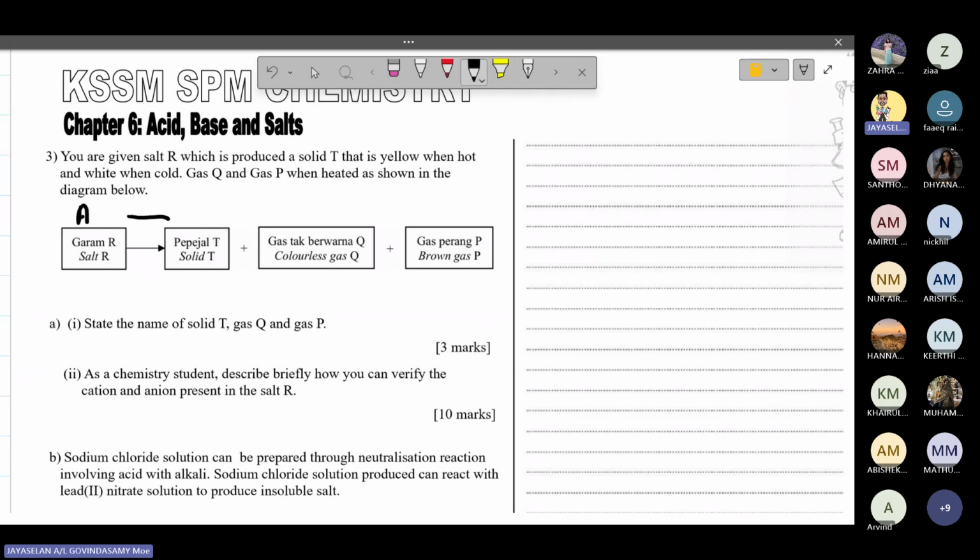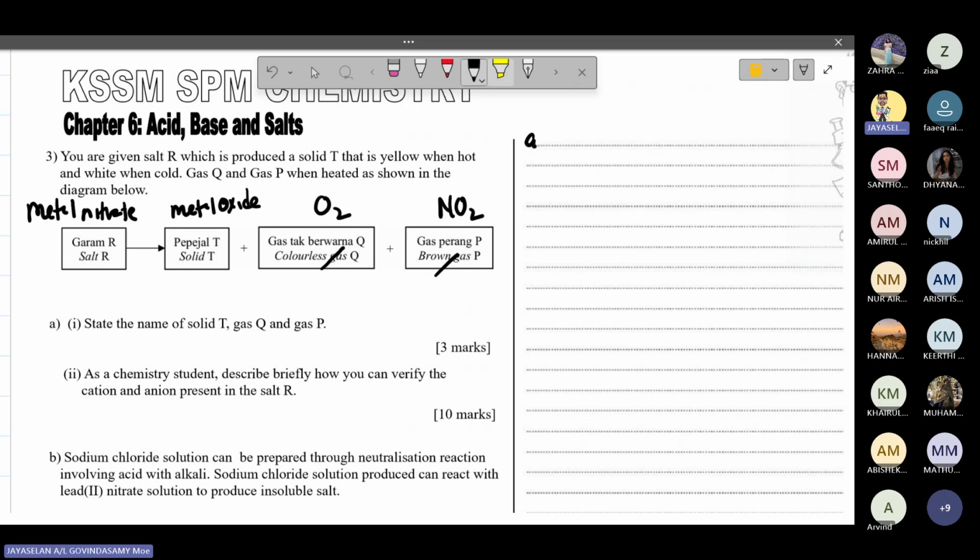This is A, arrow, you get B, C, plus D. How many product you dapat? 3 product, right? When you get 3 product, what you guys do here? This is called metal nitrate. And this is what? Metal oxide. Okay, brown color gas, nitrogen dioxide. Oxygen is colorless gas. So that means ini dua dah dapat markah dah. You already score 2 marks, you know.